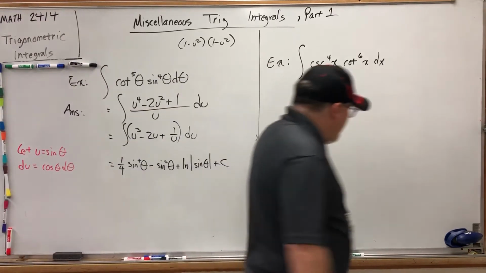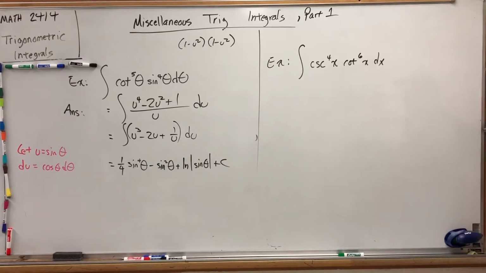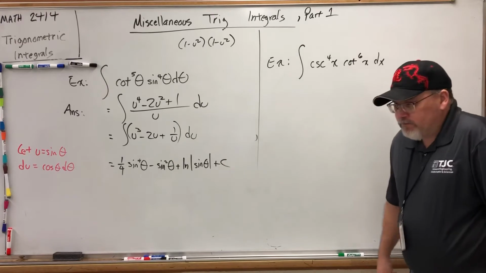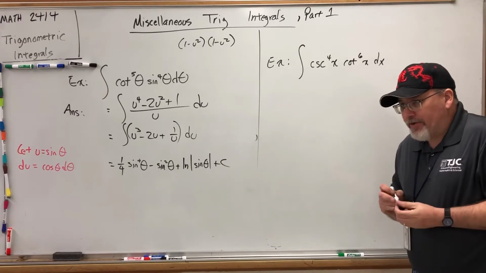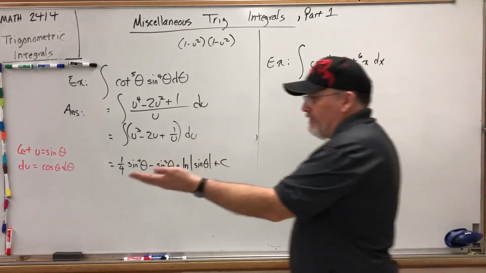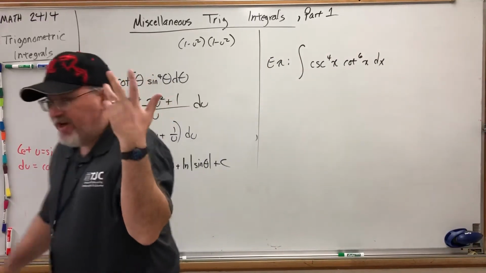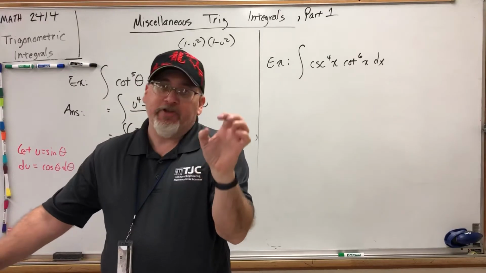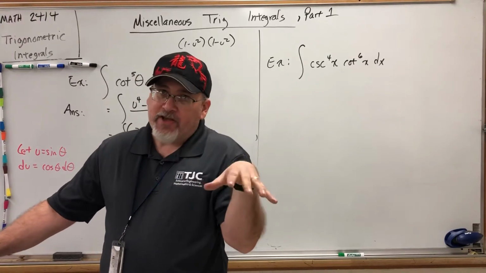All right, let's try this one. Integral of cosecant to the fourth, cotangent to the sixth. I must admit that I left out a third categorization of trig integrals. There was the one involving powers of sine and cosine, and the reason those were together is because of the Pythagorean identity connecting the two.